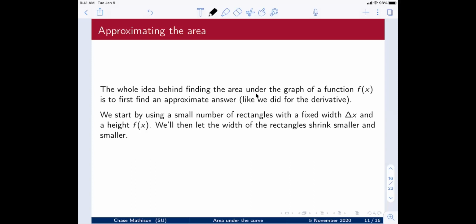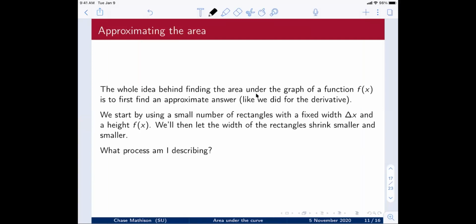So we're going to approximate the area under a curve using a bunch of little rectangles. And then we're going to let the rectangles shrink smaller and smaller and smaller. Or you could think of it as, we're going to let the number of rectangles get bigger and bigger and bigger.